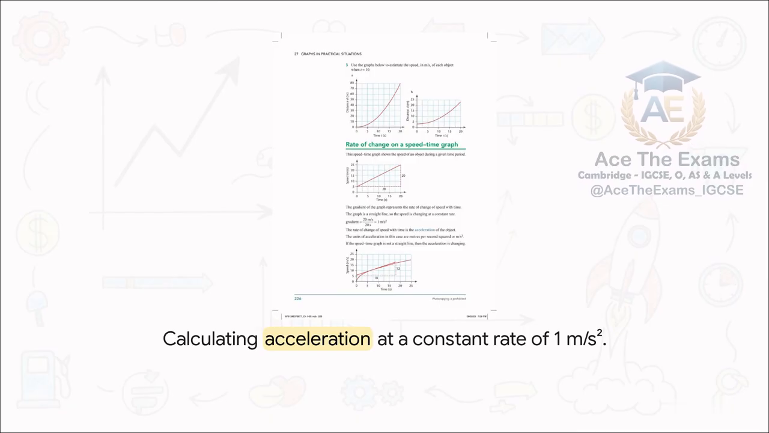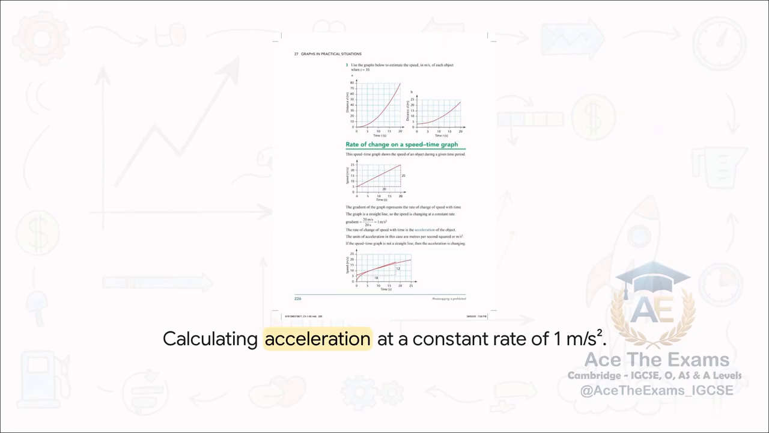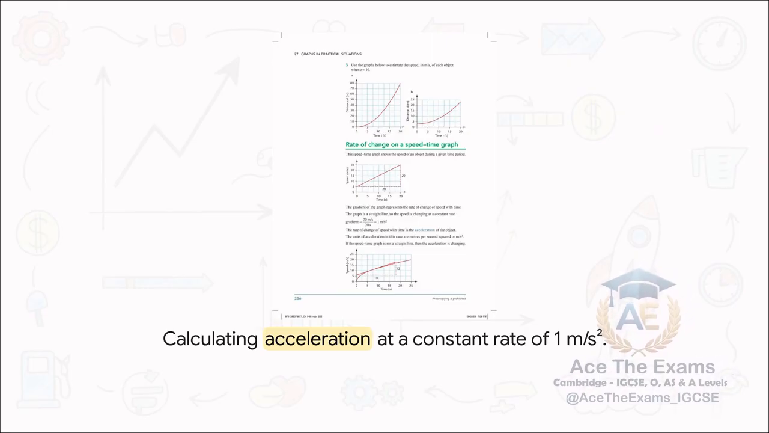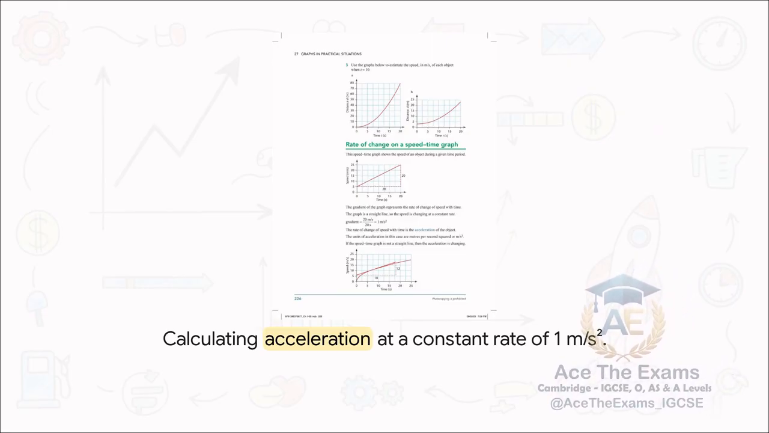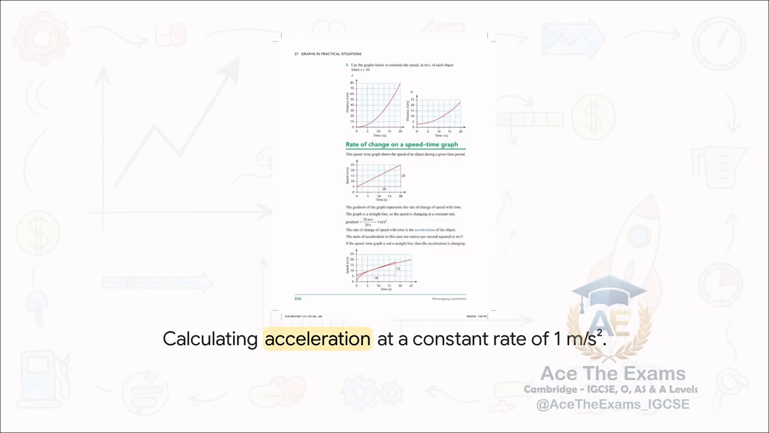The examiner commentary is clear. He missed the correct unit. The rate of change of speed is acceleration, so the unit must be 1 meter per second squared. Don't drop easy marks on units.